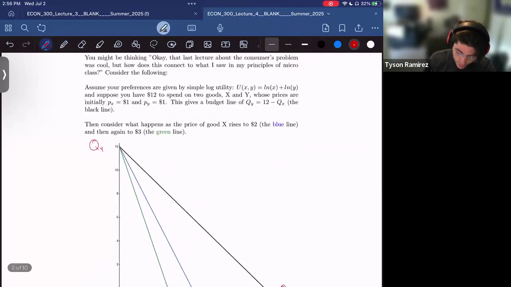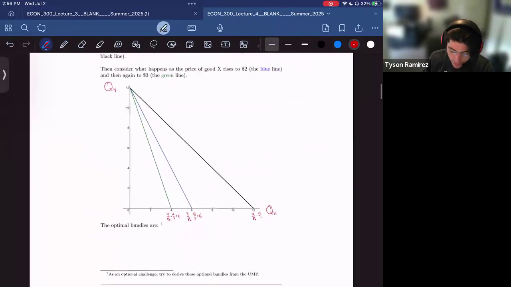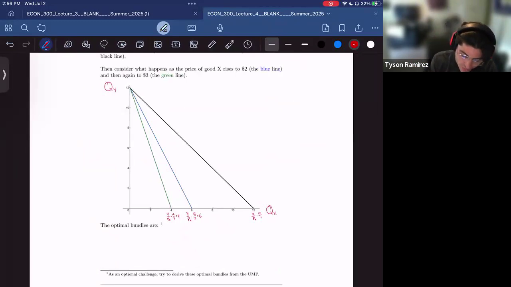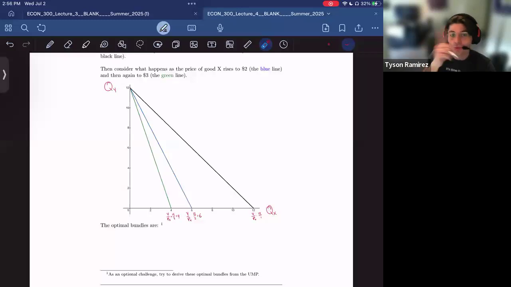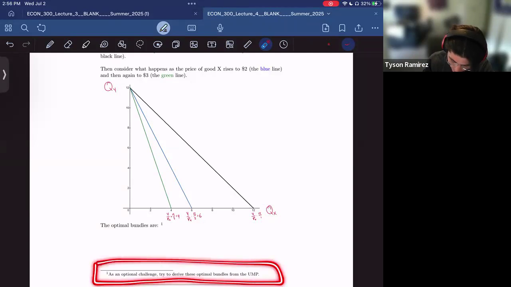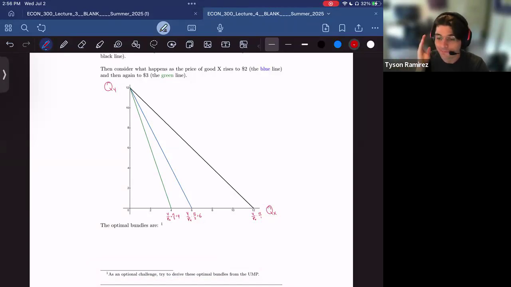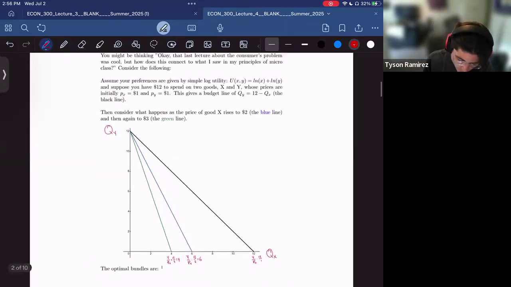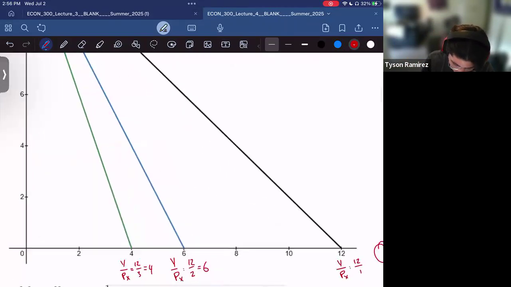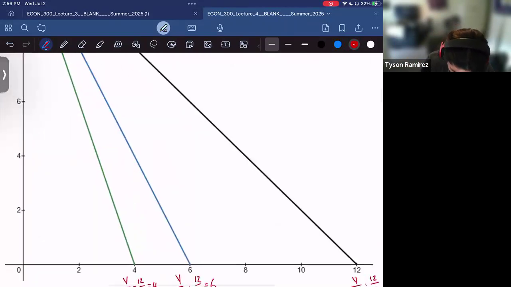Well, I leave it here. I make a little note of it at the bottom that as a challenge, you can use the stuff we saw in lecture 3 to try and derive what I'm about to tell you. But let me just give you the optimal bundles. Let me just tell you what the consumer would choose in each of these three scenarios.